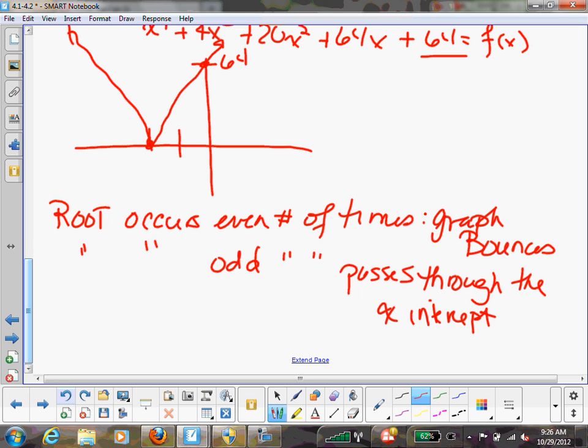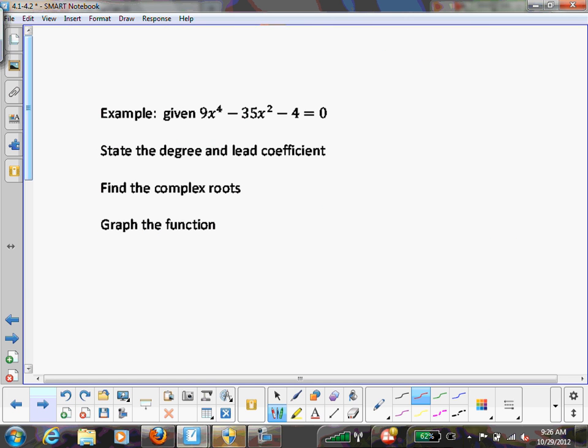For right now, I just want you to know something's going on in there, but it's only going to touch it here, and it's going to go through the y-intercept of 64 with tails both going up. Okay? Okay. Here we go.